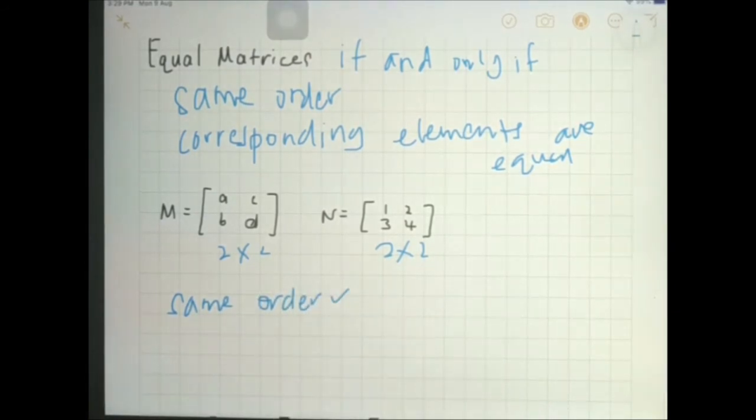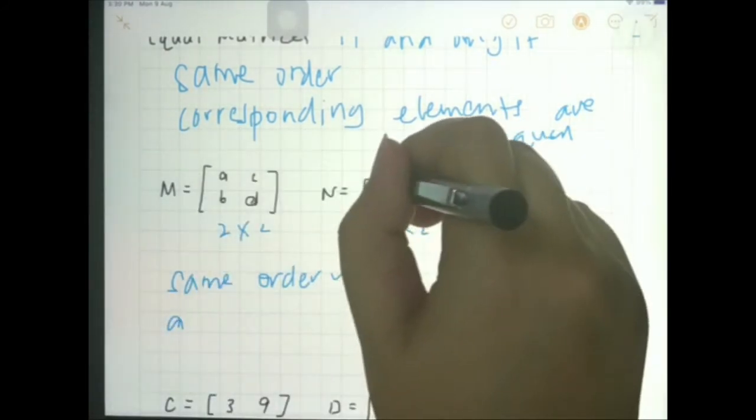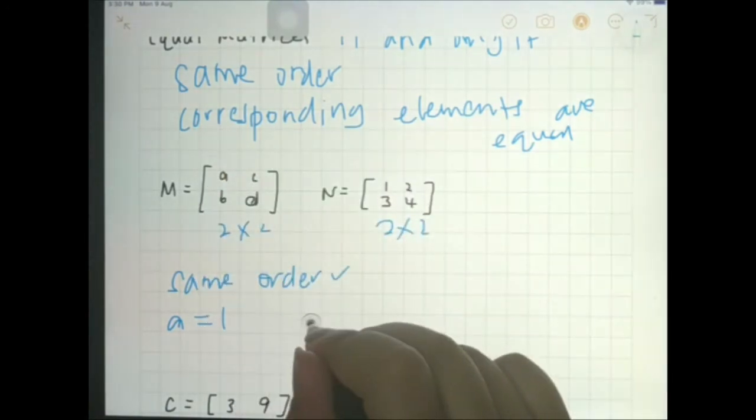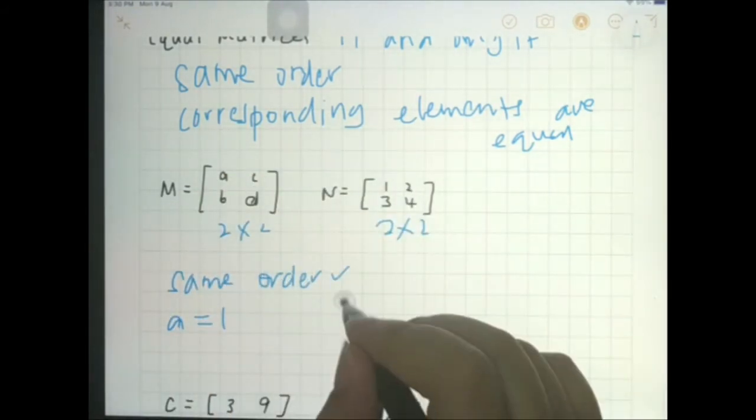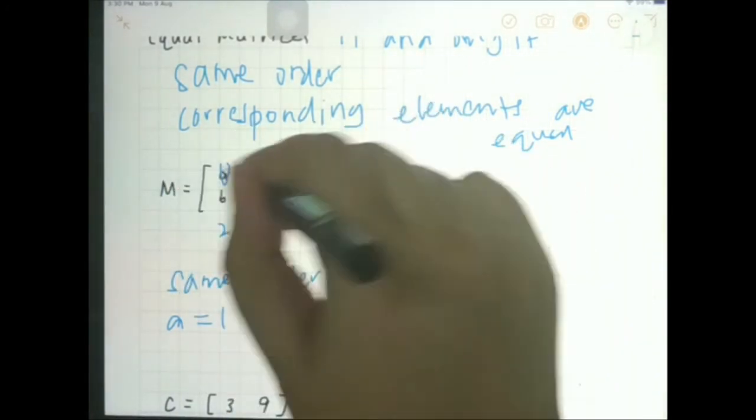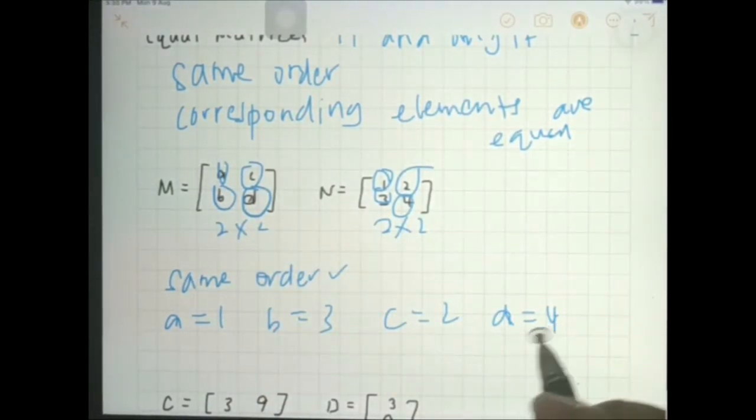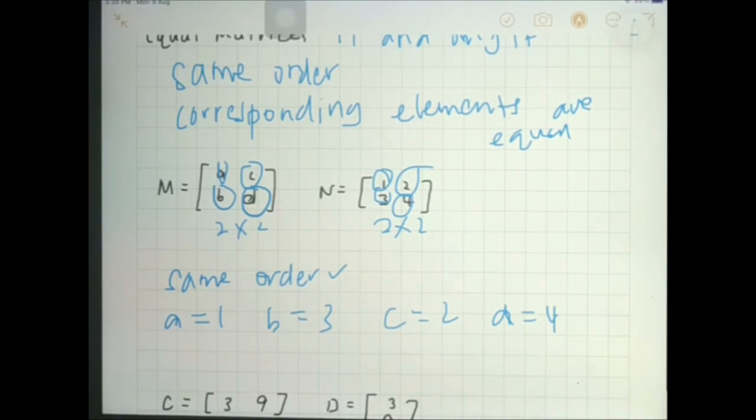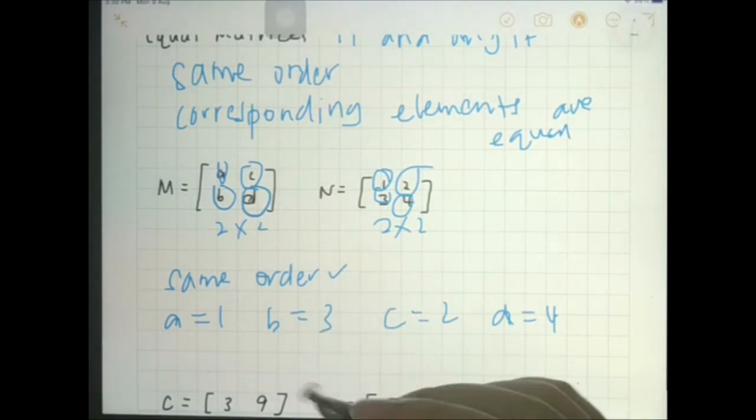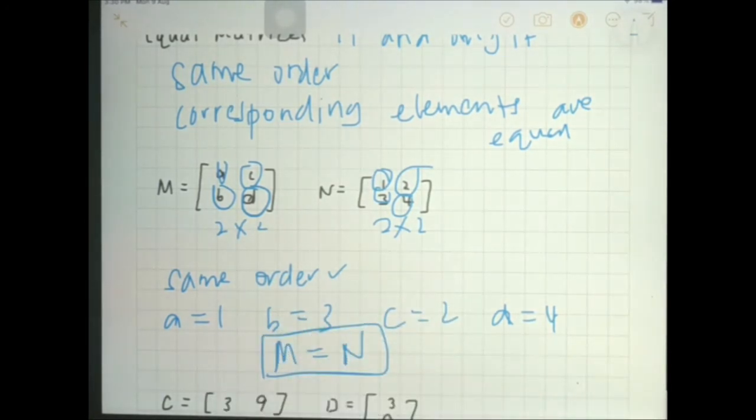Now let's look at the corresponding elements. Corresponding elements is when one element equals the other. So a corresponds with 1. Okay, c corresponds with, wait, hold on, let's go b. b corresponds with 3. Okay. c corresponds with 2. Look at the placement. And d corresponds with 4. So yes, the corresponding elements do equal each other. So when they equal each other, we can write it as M equals N. I'll highlight this. When they have the same order and when the elements correspond with each other, then it can be written as M equals N.